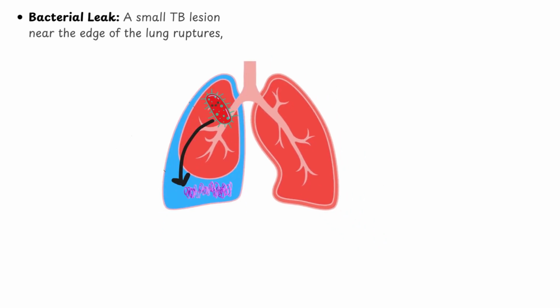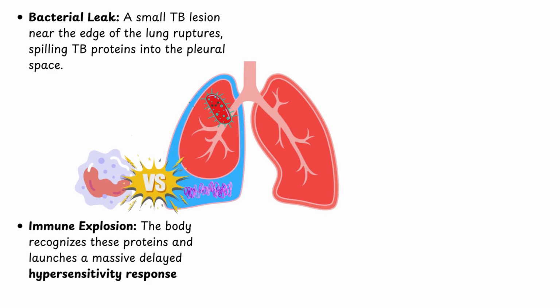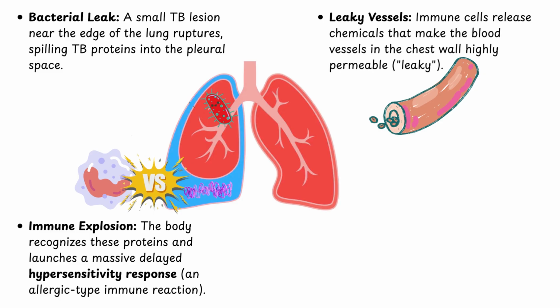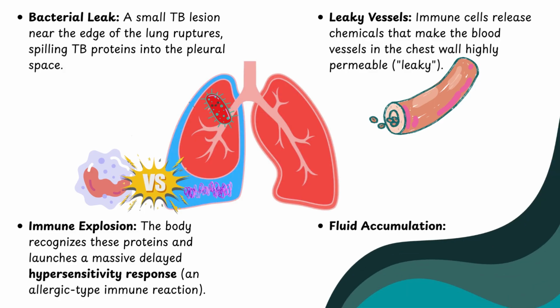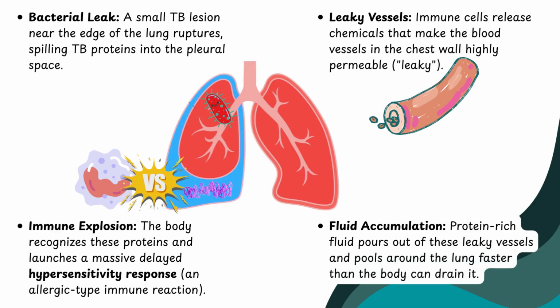Bacterial leak. A small TB lesion near the edge of the lung ruptures, spilling TB proteins into the pleural space. Immune explosion. The body recognizes these proteins and launches a massive delayed hypersensitivity response, which is an allergic type immune reaction. Leaky vessels. Immune cells release chemicals that make the blood vessels in the chest wall highly permeable, thus making them leaky.